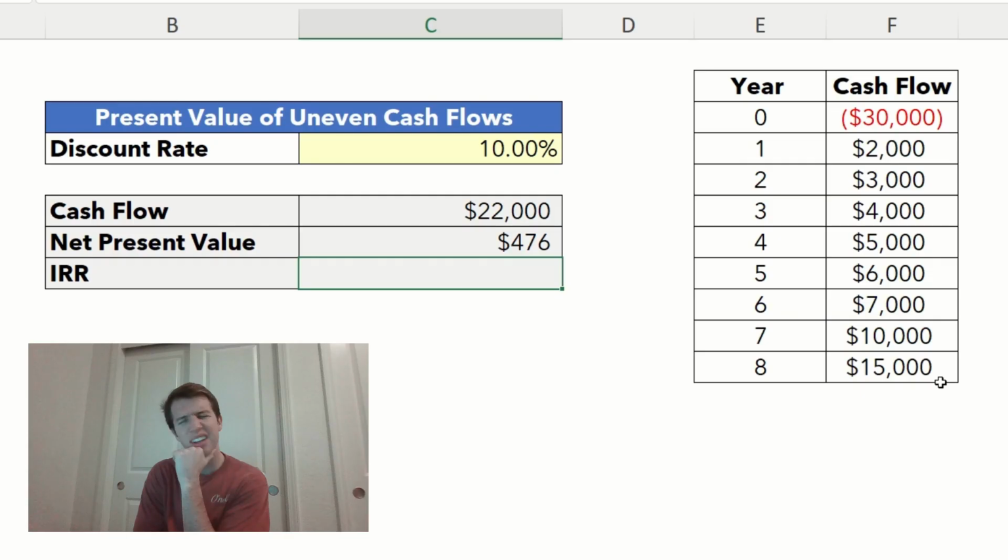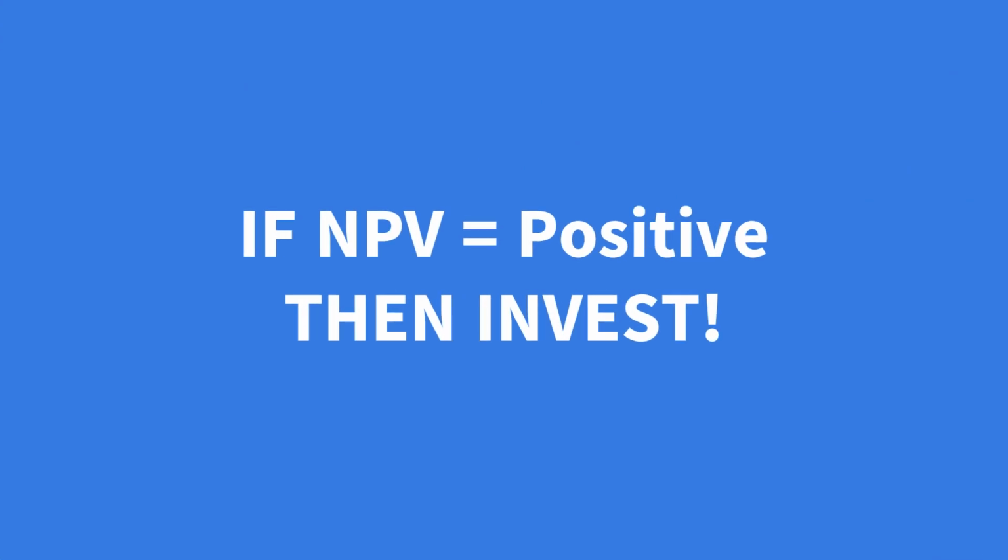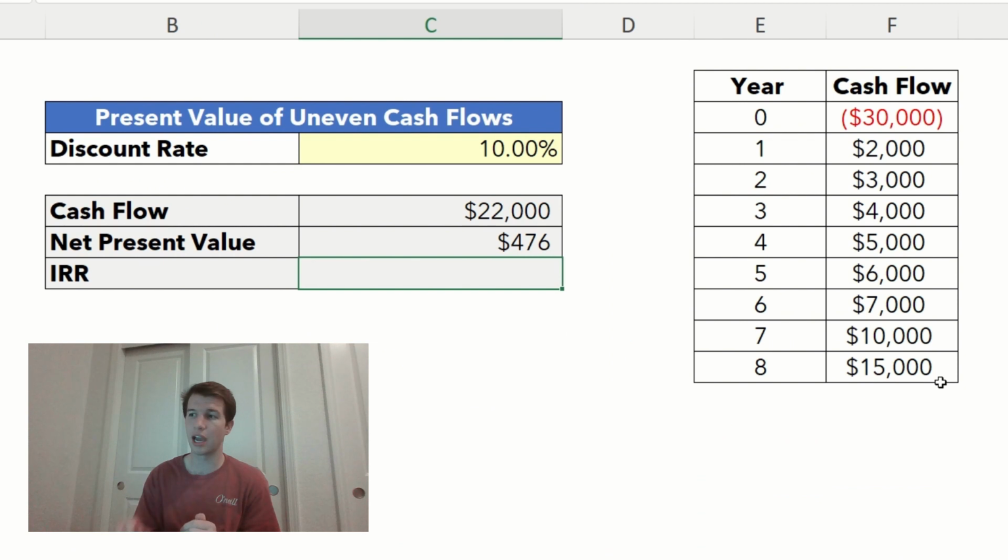Is that right? What the net present value is showing us is if we require a 10% return, how much money will we get in addition to that 10% return? So it's saying, okay, your net present value is positive. So anytime your NPV on a project is positive, it means you should invest because it's above your discount rate.